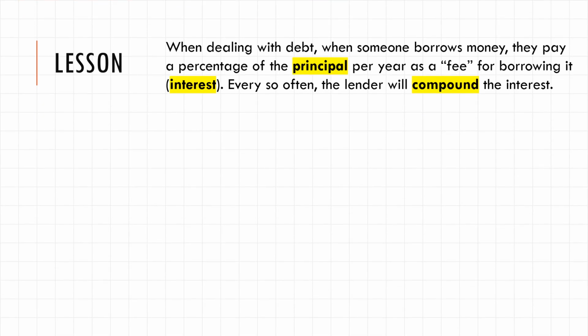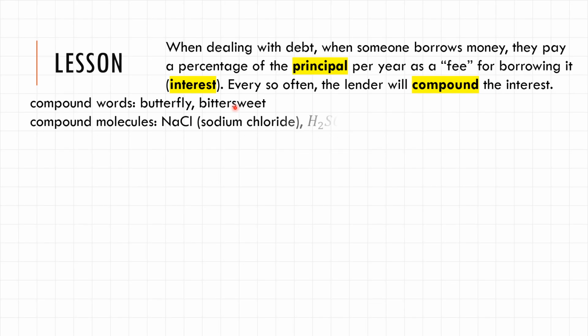When we're dealing with debt, in other words, when someone borrows money, the amount that they borrow is going to determine how much they pay in interest, which is a fee for borrowing it. And that's always given to them at the beginning as a percentage rate of how much they're borrowing. But every so often, just like we saw with Frank, the lender will do something called compounding the interest. What does compound mean? Well, just like you have compound words like bittersweet and butterfly, or compound molecules in science like sodium chloride and sulfuric acid that combine two molecules into one compound.